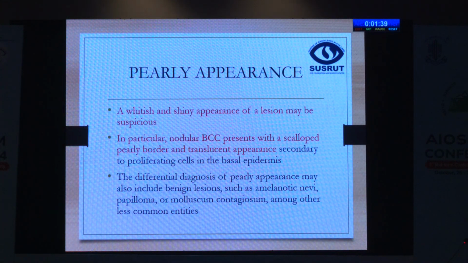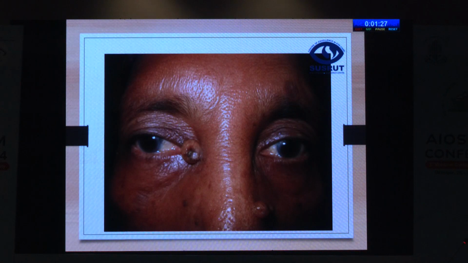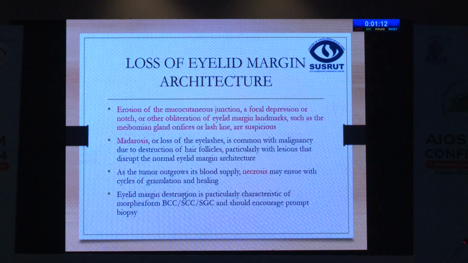The pearly appearance is just like a pearl, a whitish and shiny appearance. It is suspicious particularly for nodular basal cell carcinoma, with a scalloped pearly border and translucent appearance. It gives rise to a suspicion. Here, as I was telling you, the upper part is whitish and it looks like a typical pearly papule, and there is a central ulceration. Histopathologically, it was a case of basal cell carcinoma.